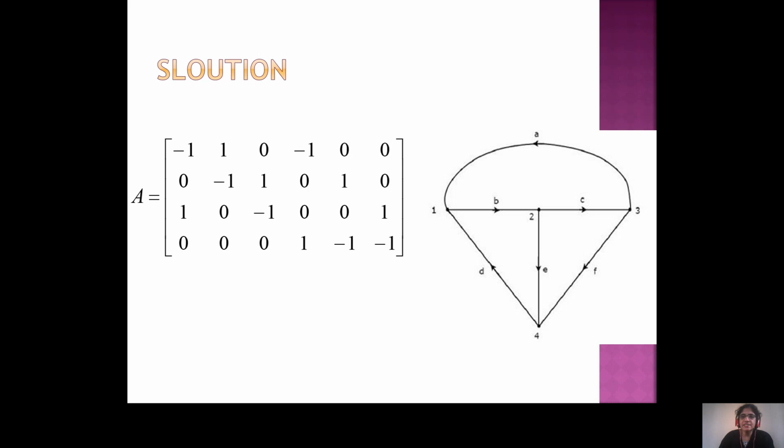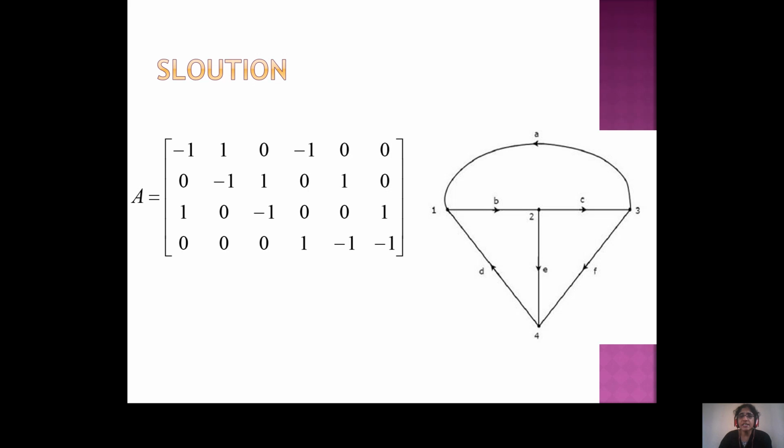Same thing for the second node: B is entering the node, put it as -1, C is away, 1, and E is also away, 1, and the remaining must be 0. For the third node, B is entering the node, -1, and A and F are leaving, so put 1. And for the fourth node, E is entering, F is entering, so -1, and D is away, put it as 1, and the remaining 0.